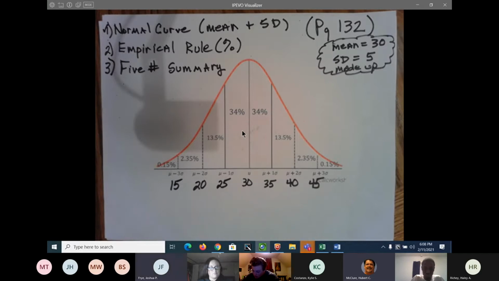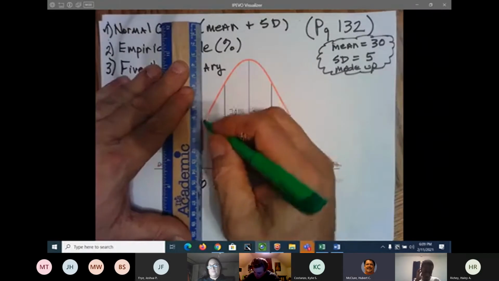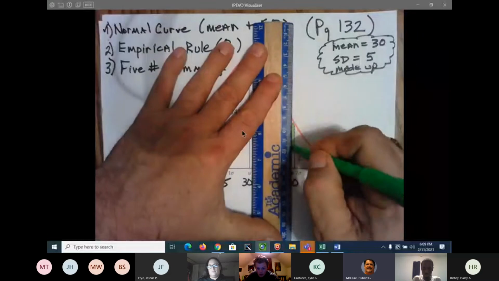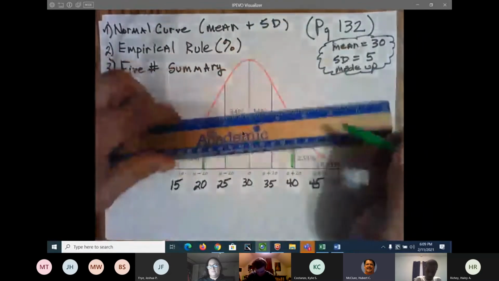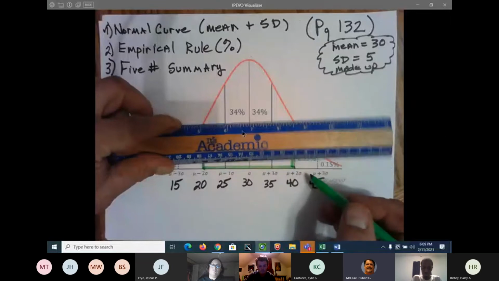Now take your highlighters out, and we're going to get you a green highlighter, or the closest thing, yellow or green. Get you a green highlighter, and we're going to highlight the 95th percentile. And this is what they go over on page 132. I'm going to color this area right here green.